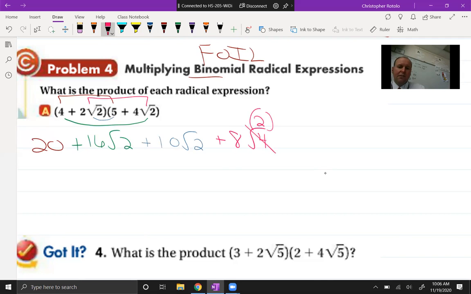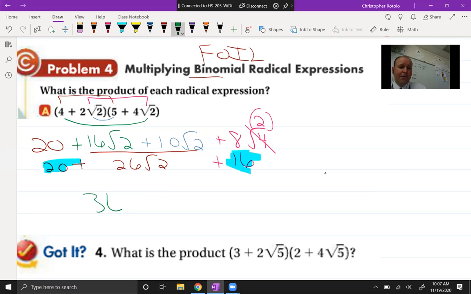All right. So that means this turns into plus 16. In the middle, we got these two. I get 16 root 2 plus 10 root 2. Well, that's 26 root 2. And I had a 20 to get started with. Now I got like terms again. This happened again. That's okay. It was supposed to. 36 plus 26 root 2.